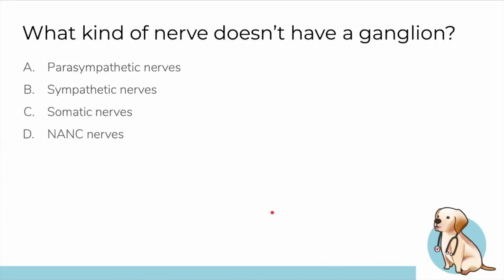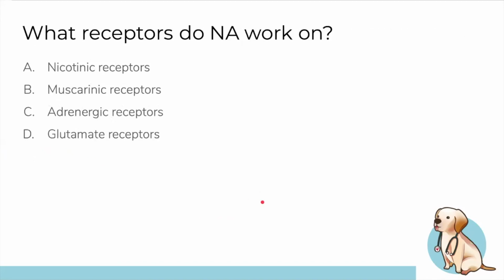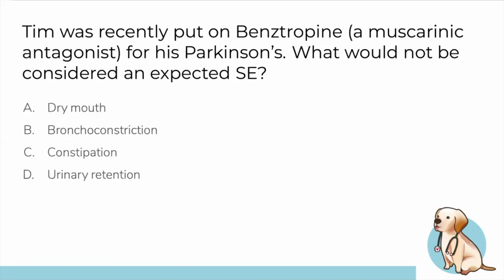So what kind of nerve does not have a ganglion? Parasympathetic, sympathetic, somatic. NANC nerve just means neither adrenergic nor cholinergic. Don't worry too much about that. Yeah, really good. Somatic. So what receptors does noradrenaline work on? Nicotinic, muscarinic, adrenergic, and glutamate. Yep, nice. Adrenergic.